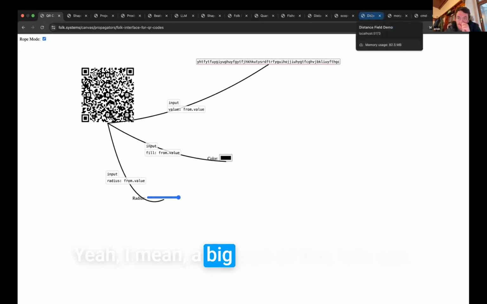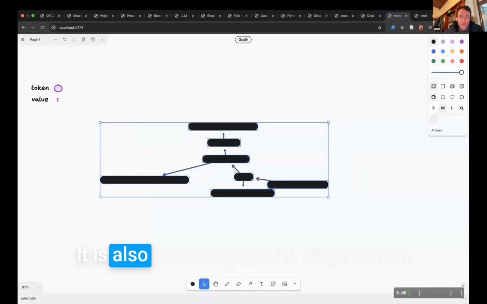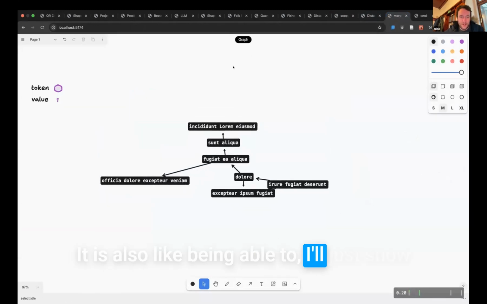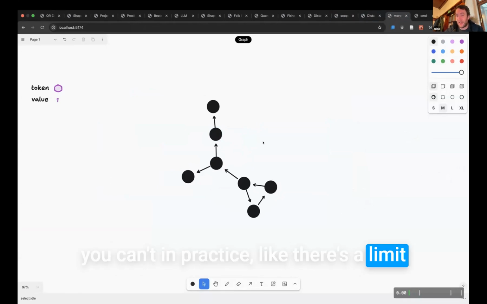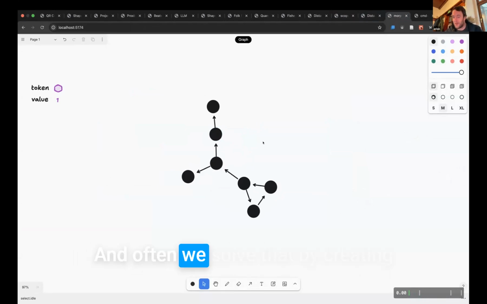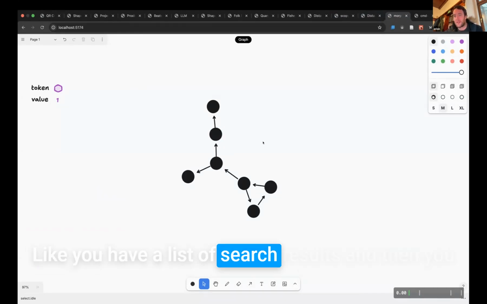Yeah, a part of this is, I'll just show you this one just because it looks pretty. I don't have time to go into much of this. You might have seen this one before, but there's this constraint that you often have when you're querying large amounts of data and you want to be able to see it, you can't in practice, there's a limit to how much you can see at once. And often we solve that by creating a lot of discrete views, like you have a list of search results and then you can click in to see more content.